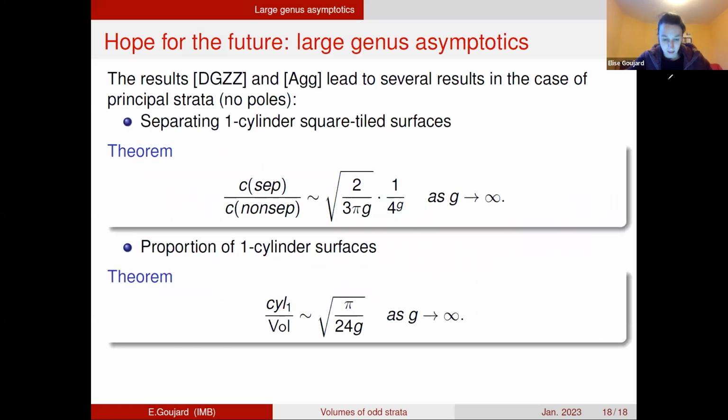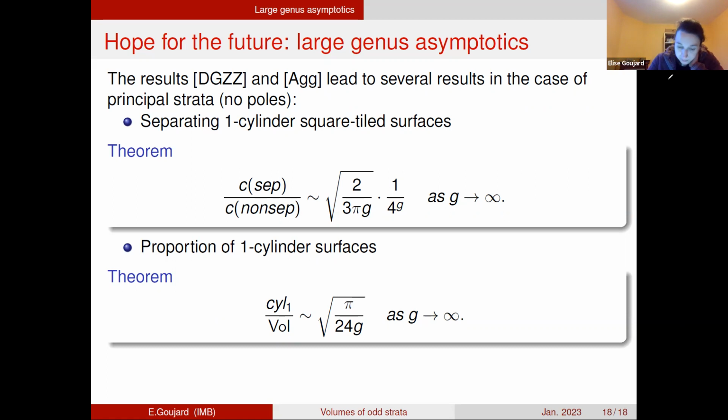As I said before, this work generalized results of Delecroix-Goujard-Zograf-Zorich for principal strata, and using this kind of formula, a sum over stable graphs of some polynomial, we were able to prove a lot of asymptotic properties as the genus of surfaces tends to infinity. So let me give a few examples of these asymptotic properties. The hope is that we can prove similar things for odd strata also.